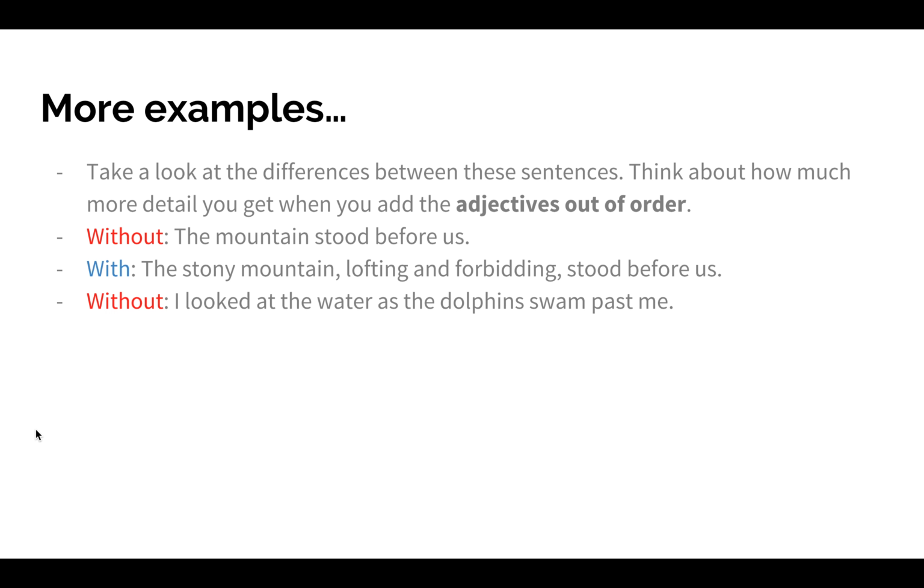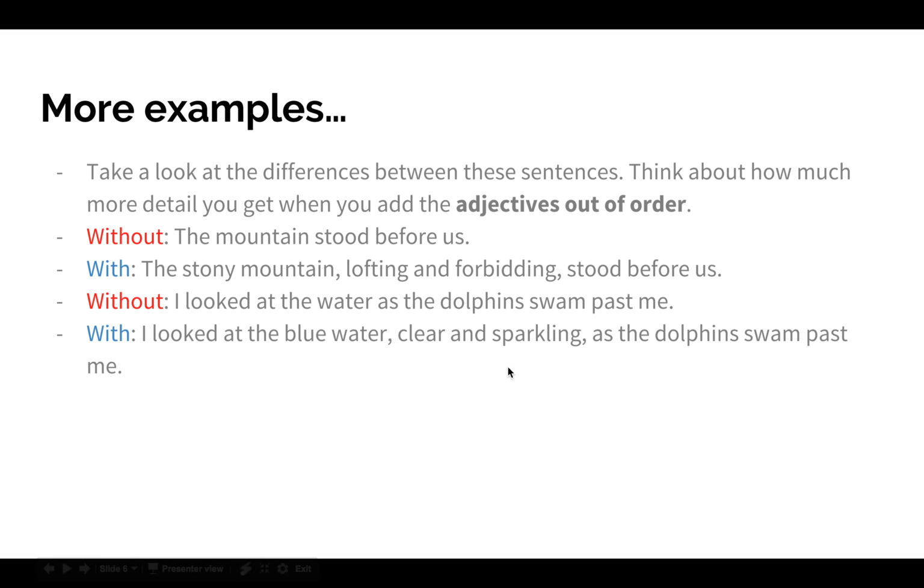I looked at the water as the dolphins swam past me. So, what kind of water do we have? What kind of dolphins were they? How fast did they swim? There are a lot of questions that we could ask about this sentence just to get a better idea of what was actually happening. I looked at the blue water, clear and sparkling, as the dolphins swam past me. So now we get a much better image of what the water was like. We focus on the water here, the blue water, clear and sparkling. So you can really see what the water was like and how that impacted how we saw the dolphins swim past.